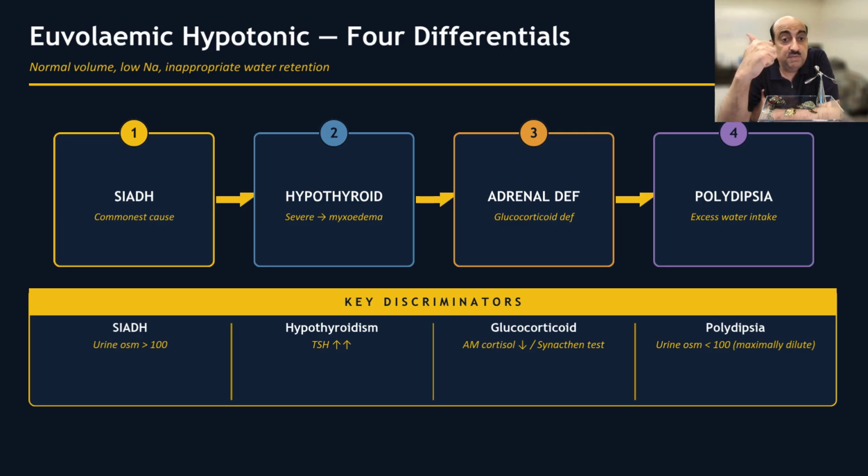The discriminator between primary polydipsia and SIADH is actually urinary osmolarity, because in SIADH, it's inappropriate ADH secretion, which leads to retention of water, hence lower plasma osmolarity, but higher urine osmolarity. Definitely above 100, most often above 300 milliosmoles per kg.